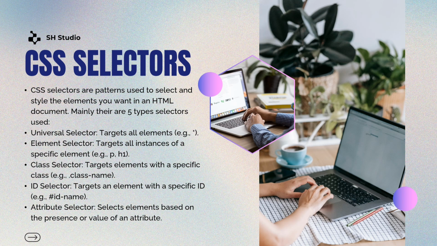Then the third one is the class selector. It targets elements with a specific class attribute. The fourth one is the ID selector. It targets a unique element with a specific ID. Then the last one is the attribute selector. It targets elements based on the presence or value of an attribute.